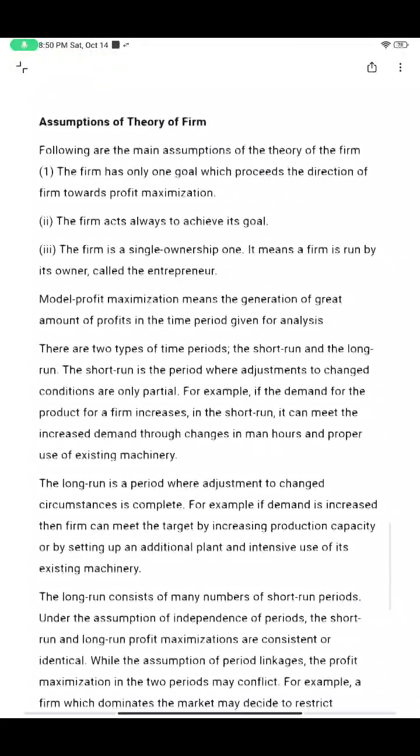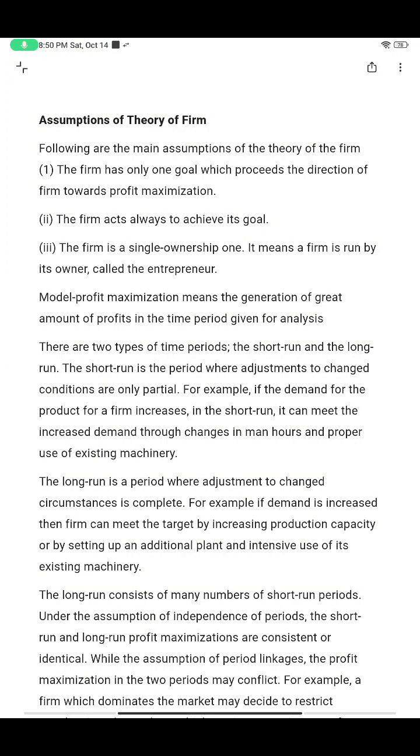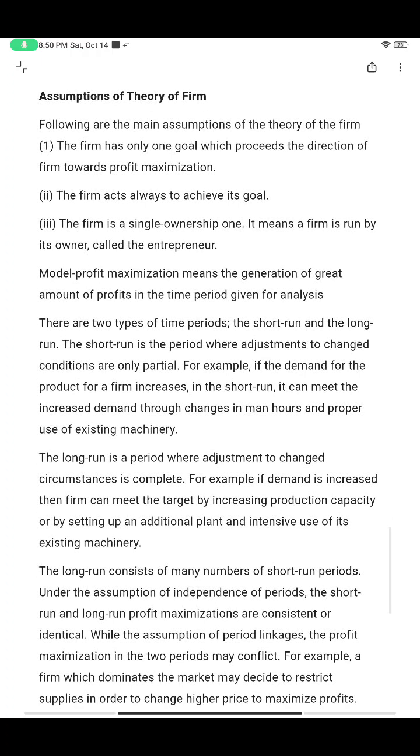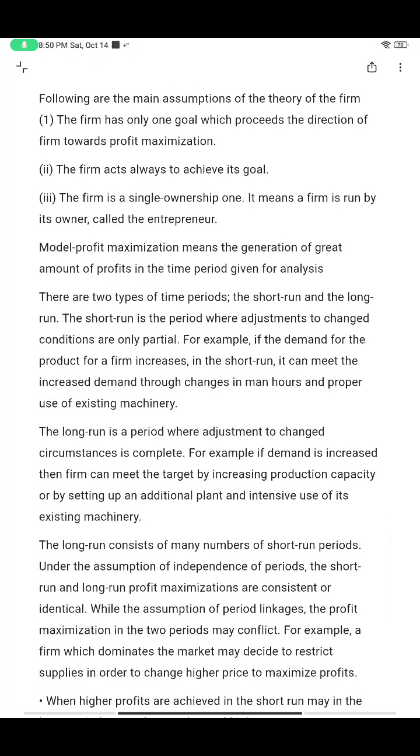Now, assumptions of the theory of the firm. Till now we have discussed the theory of the firm and its components. Now the assumptions: why are we going for the theory of the firm? We know that the theory of the firm has only one goal, that is the direction of profit maximization, and the firm will always try to achieve the goal. It will make sure that all its performance and functions incline towards profit maximization.